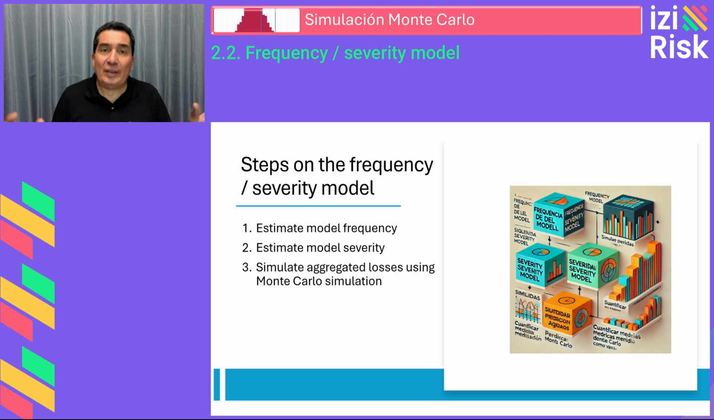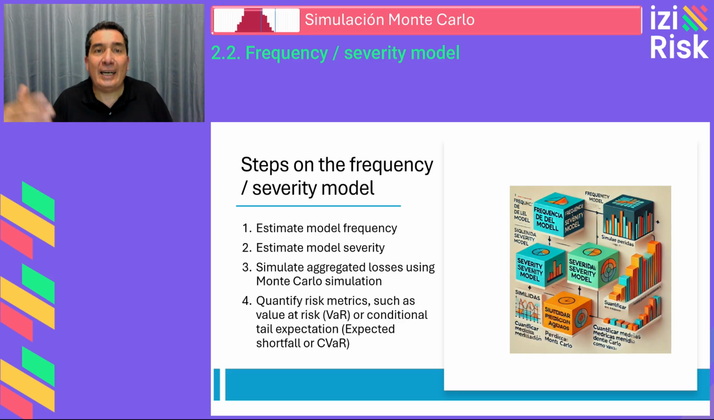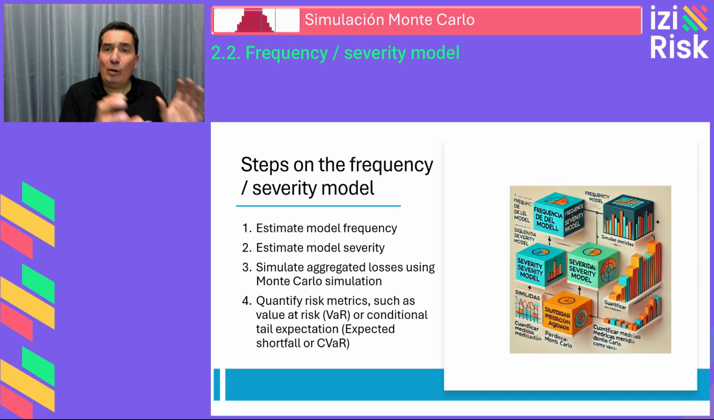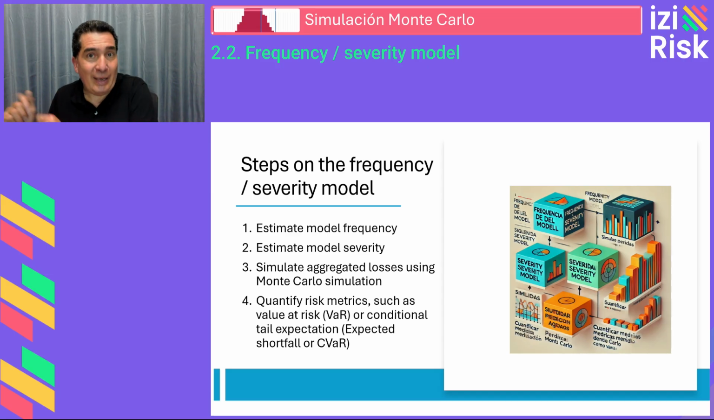Number 3, we simulate the aggregated losses. Monte Carlo simulation is used to combine the frequency and severity distributions through a convolution process. This estimates the distribution of the total losses. Finally, we quantify risk metrics. From the aggregated loss distribution, we calculate risk metrics such as value at risk or conditional value at risk, which inform and support the decision-making process.